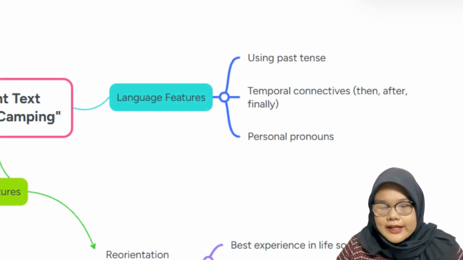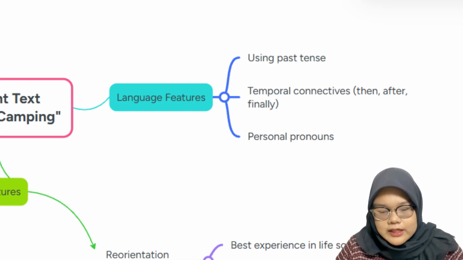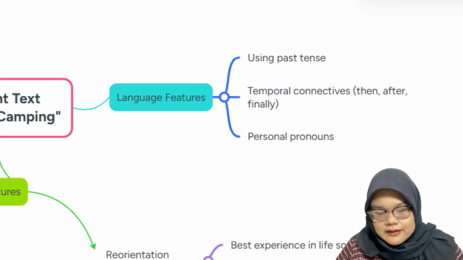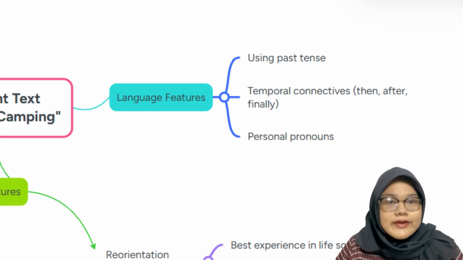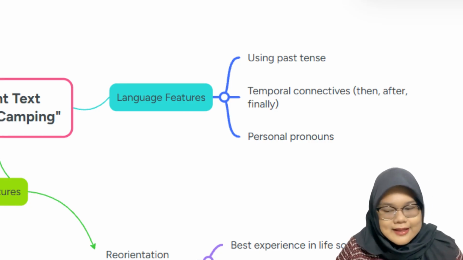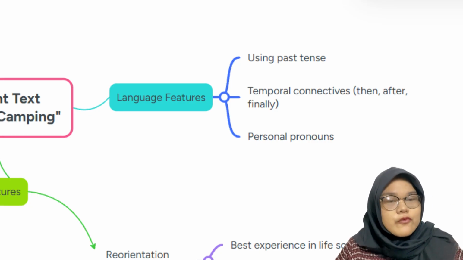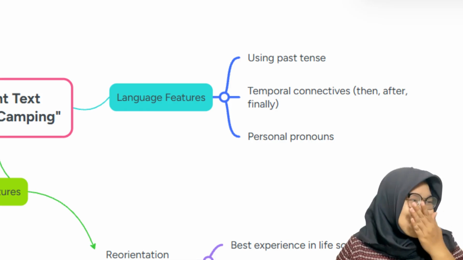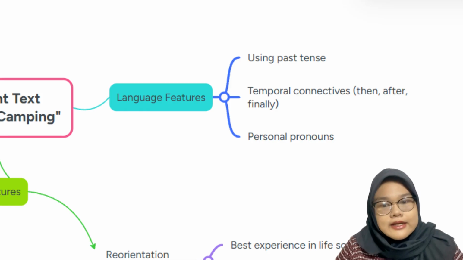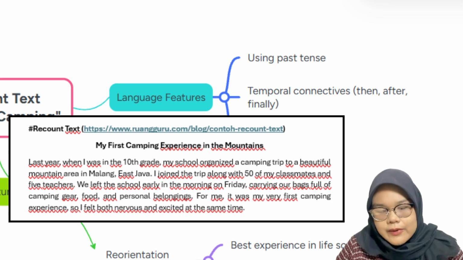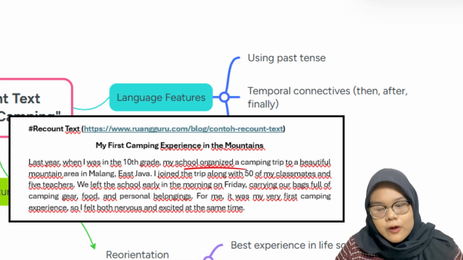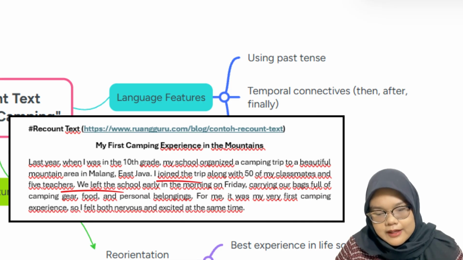Okay, the second one is language features. The first one is using past tense. As you can see in the text, the majority of the sentences in the text use past tense. You can identify them from the past form of the verb, such as you can see in the first paragraph, when I was in the 10th grade, organize. You can see the organize, join in, and then laugh, and etc.